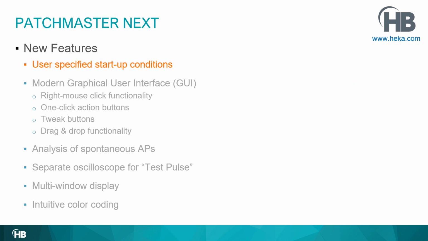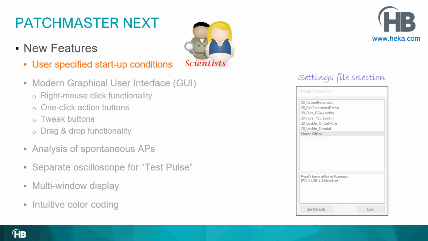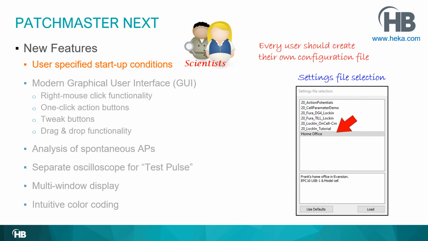I want to start with the first part, which is the user-specified startup conditions. As you know, most labs have multiple users on one setup. So PATCHMASTER NEXT allows each user to create their own specific configuration settings and to load PATCHMASTER NEXT with those settings. So you have multiple users, and when you start PATCHMASTER NEXT, you see there's a list of configuration files available. You can select one, and like I said, each user should create their own configuration file, and you can also give it a description down here.